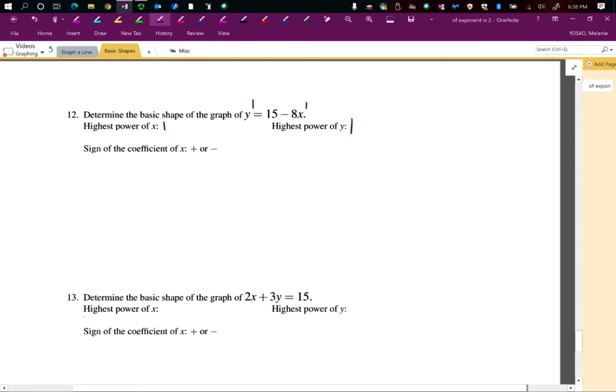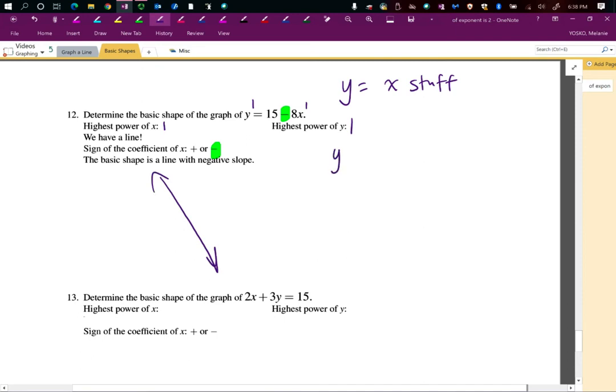So when you have x and y both to the first power with no other x's, no other y's, you know we have a line. So we have a line. And we are going to check the coefficient of x. Remember, if our form is y equals, and you have all the x stuff on the other side, then you can just look at the coefficient of x. Here, the coefficient of x is negative because we have a negative 8. So a negative, we know we're going to have a negative slope. So something like this.